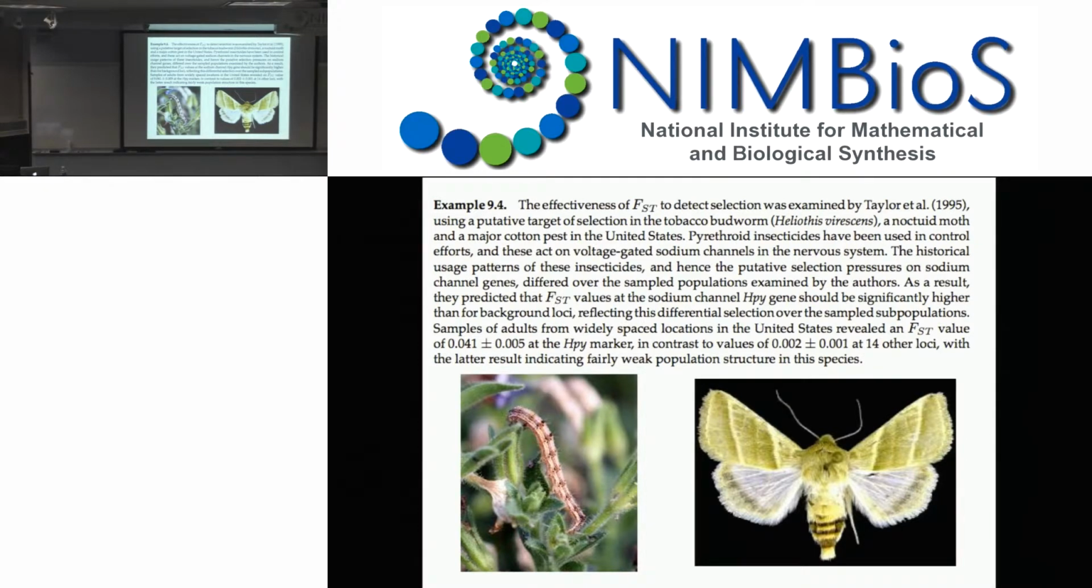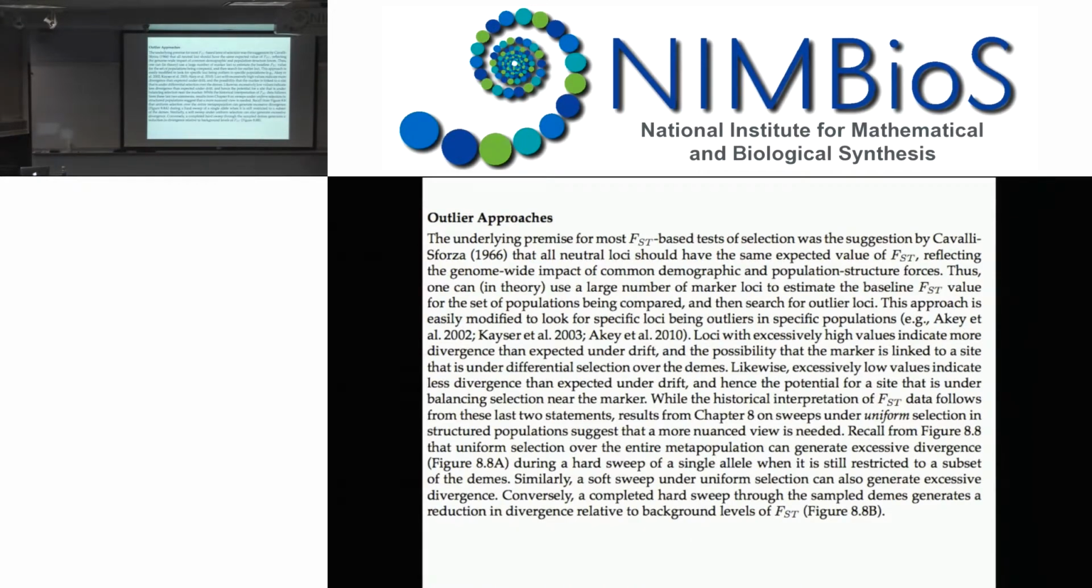So this is an example that shows you the underlying idea behind FST. FST says, okay, I have a whole bunch of candidate genes and markers, and I scan them one at a time, compute the FST for each, and ask if it's excessive relative to some standard. Right? That's the basic approach. The problem, of course, is you're always going to have values which are outside the mean. So what is excessive?